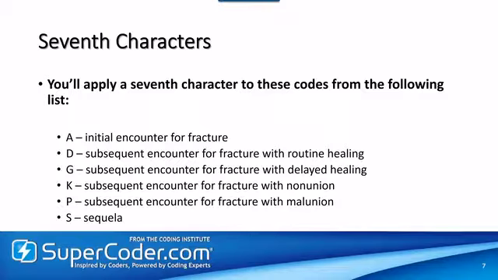If you go into your coding book, you can see exactly where you need to apply the 7th character. This is basically a brief overview of what those 7th characters mean. I'm sure by now we're all familiar with A being our initial encounter for fracture, D being subsequent encounter for fracture with routine healing, G for with delayed healing, nonunion and malunion being K and P, and S for sequela.